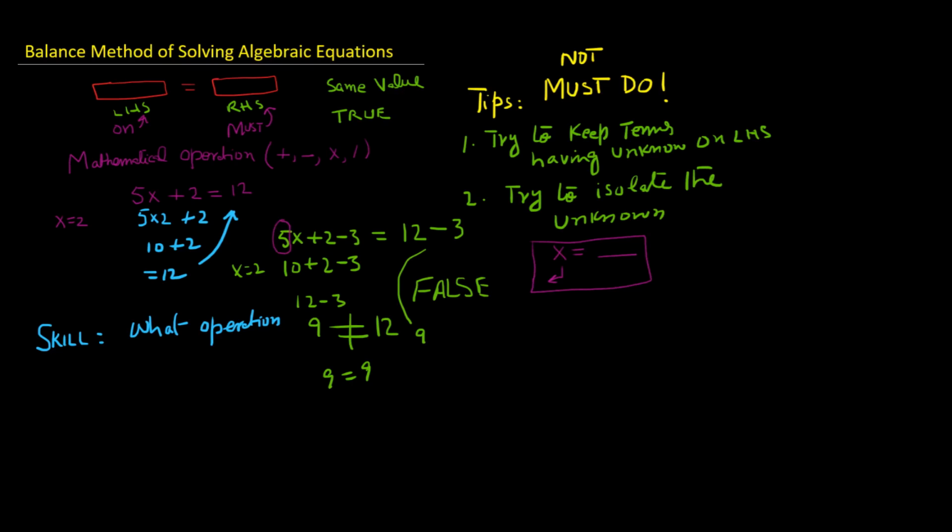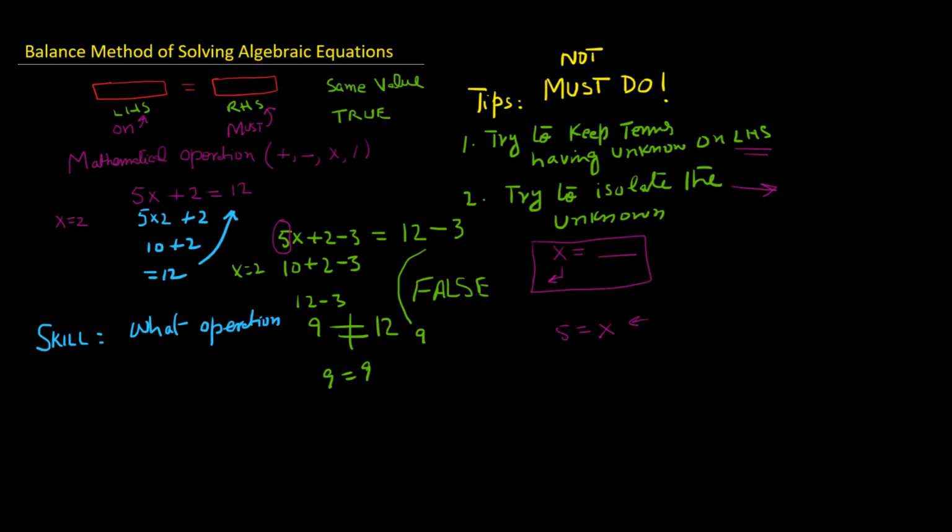So try to keep the terms having the unknown on the left hand side. Why on the left hand side? Because normally we go from left to right. We read English from left to right. We solve operations from left to right. So it's easy to keep all the x terms there so that we can reach x equals something. Otherwise we will reach something like 5 equals x, then x will be on the right hand side if we keep all terms on the right hand side.